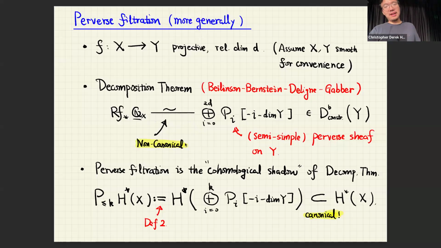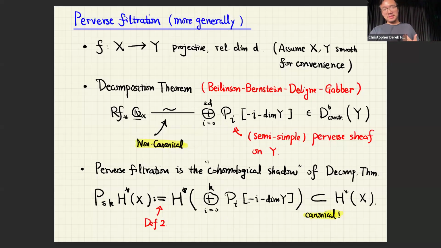This is not a canonical decomposition, but there is a way to make things canonical on cohomology, which is to consider exactly the perverse filtration. So the P_k of the total cohomology is nothing but the contribution from the first k plus 1 objects of this decomposition. Because if you consider hypercohomology of the left-hand side, this recovers the total cohomology of upstairs, X. And then the right-hand side tells you that if you take the truncation at the k-th place, it filters the total cohomology, and this is exactly the perverse filtration.